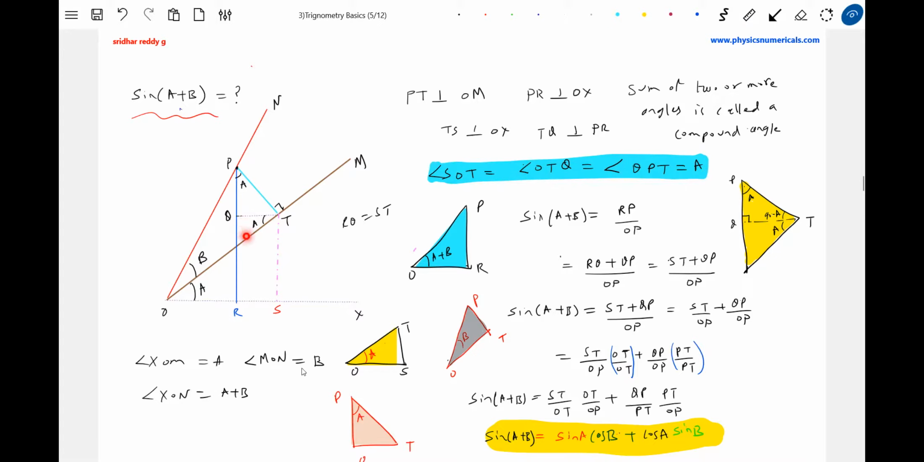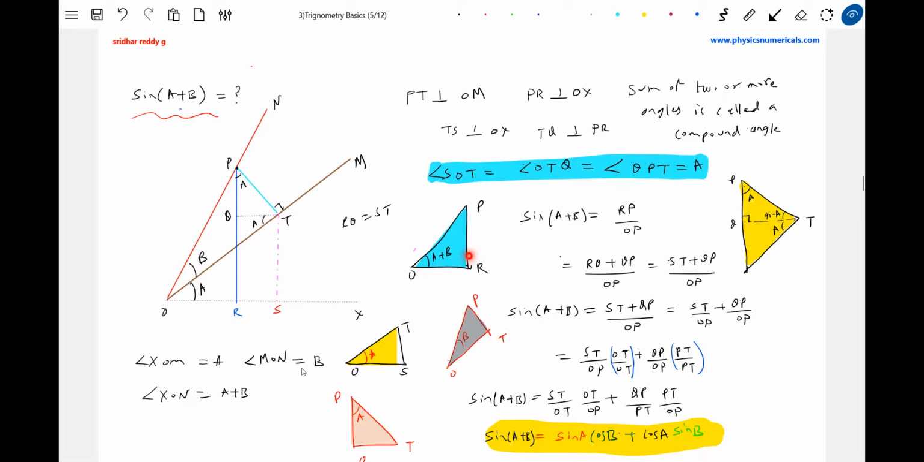From the properties of triangle, we have defined this relationship. After defining all these things, let's get into one by triangle. So let's go for the triangle ORP. I have shown it separately here. In the triangle ORP, what is the angle? It will be A plus B.